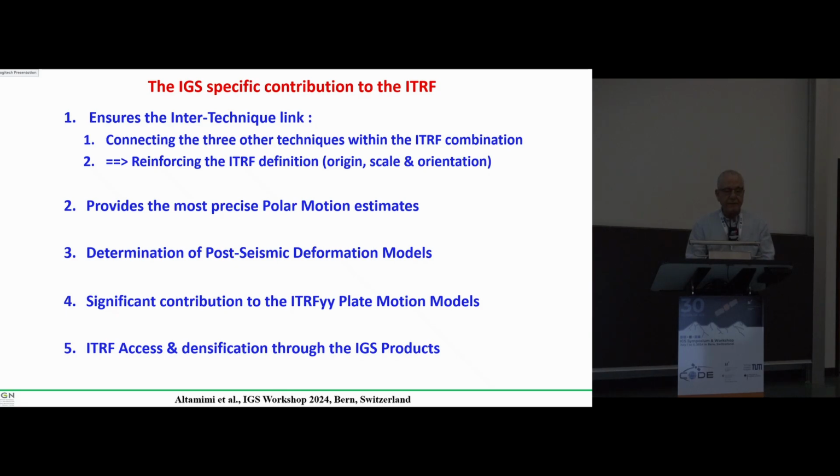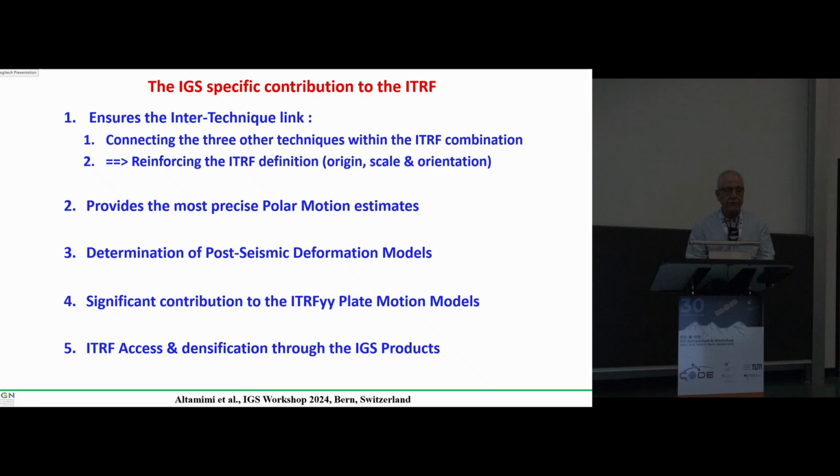So the IGS specific contribution to the ITRF ensures the inter-technique link, which means that it connects the three other techniques within the ITRF combination. Just because if you take DORIS, SLR, and VLBI by pairs, you don't have enough collocation sites between these pairs to construct a reliable ITRF. And this contribution of the IGS reinforces the ITRF definition in terms of origin, scale, orientation.